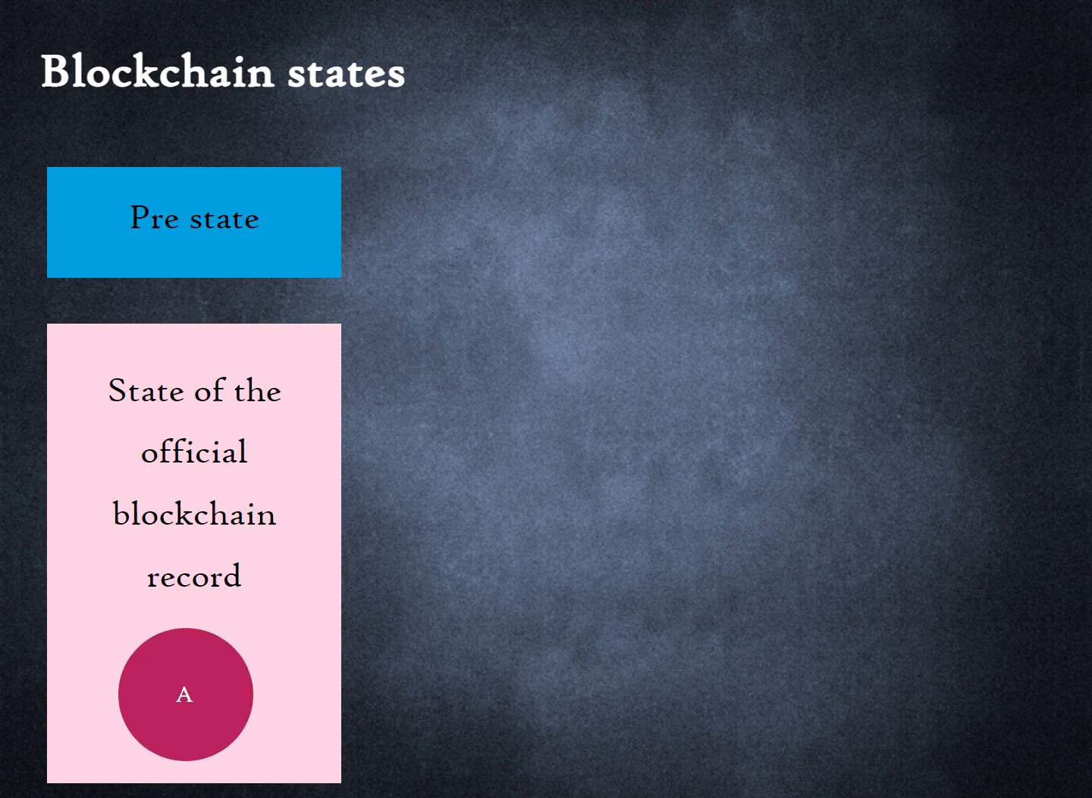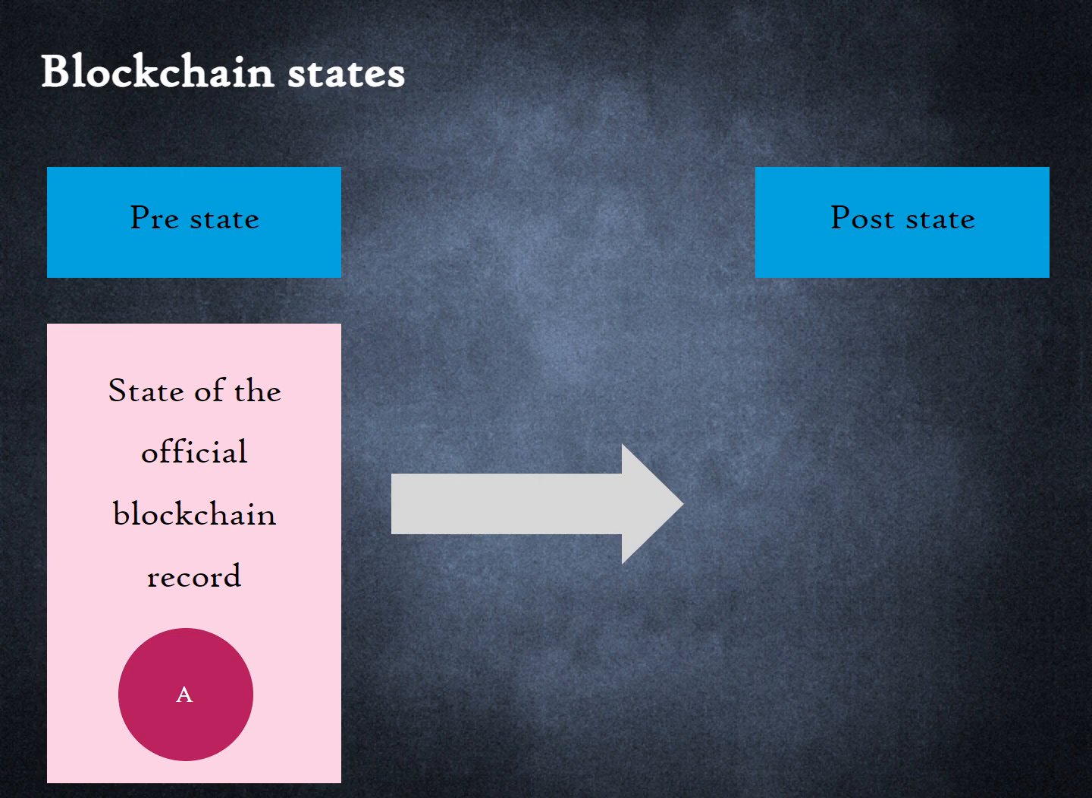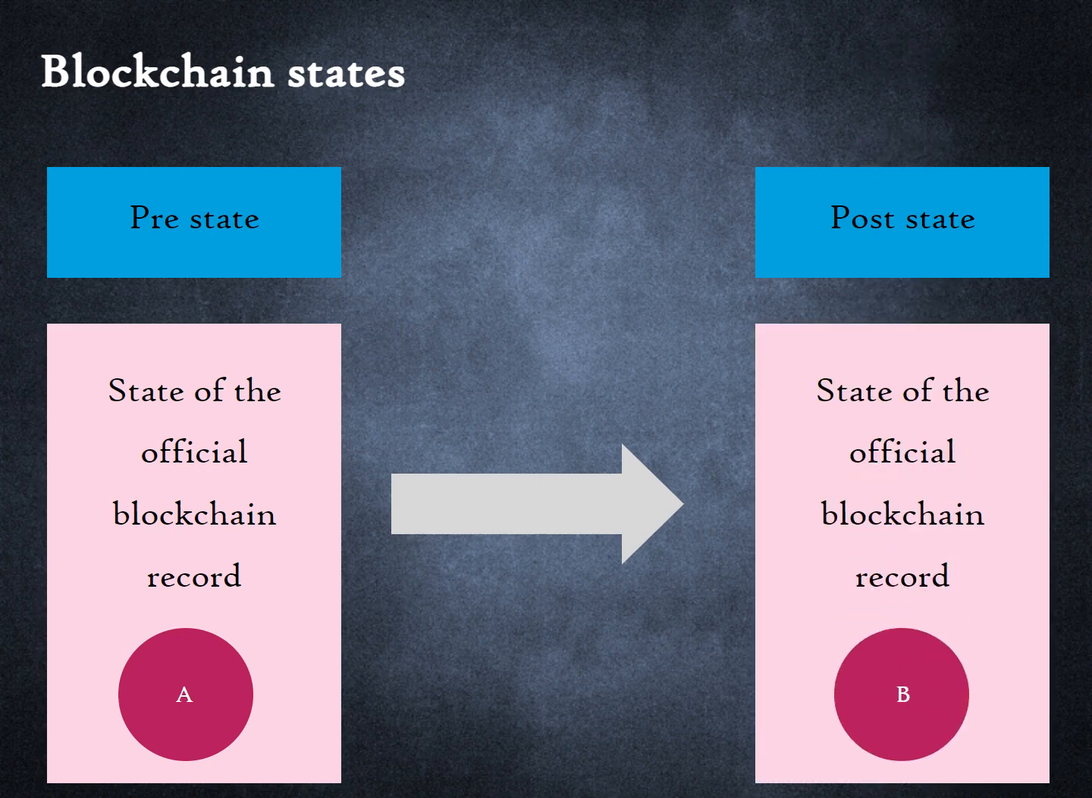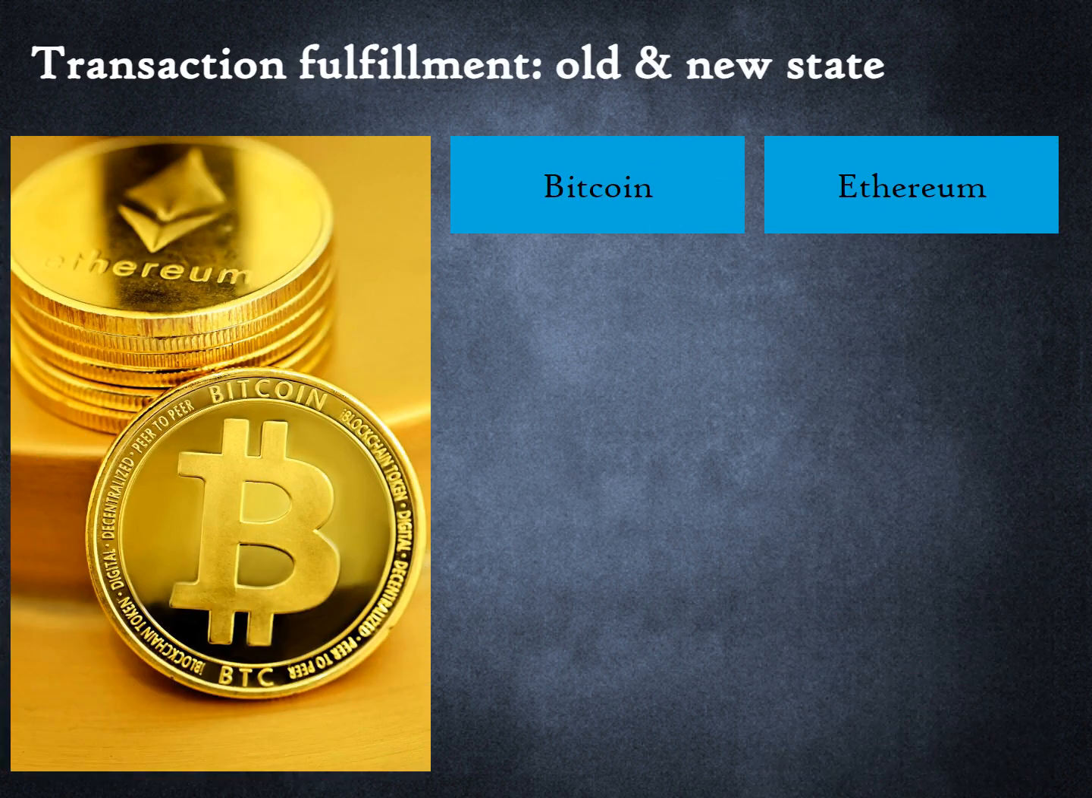After this step, the official blockchain record is in a new state. Let's call this state B. All the nodes in the blockchain move from state A to state B. Next, we will explore what is the difference between state A and state B. In Bitcoin, the difference between the old state and new state lies in new crypto payment transaction records tied to different Bitcoin addresses. In Ethereum, the difference between the old and the new state can be one of four things.